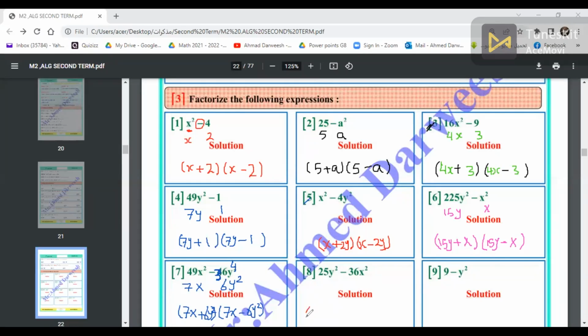Here, as usual, positive, negative. 25 is 5, and y, 5y. 36 is 6x and 6x. Here, positive, negative. 9 is 3 and 3, y and y.